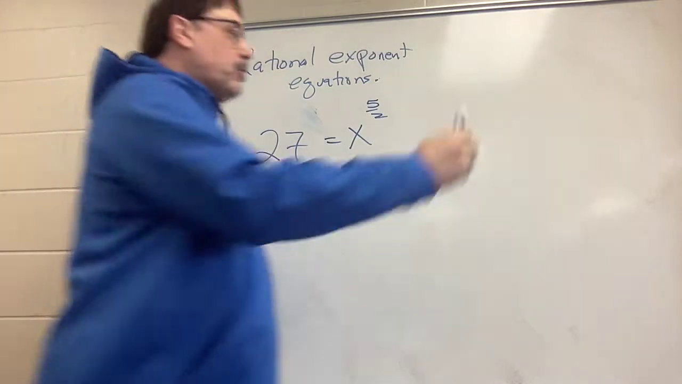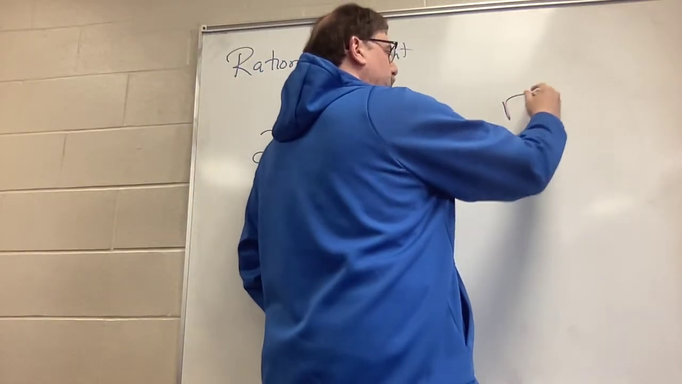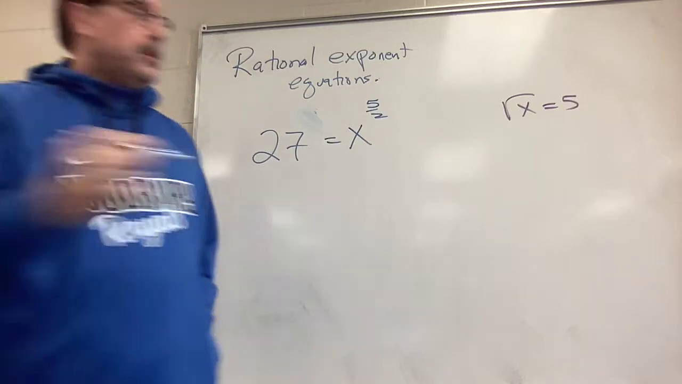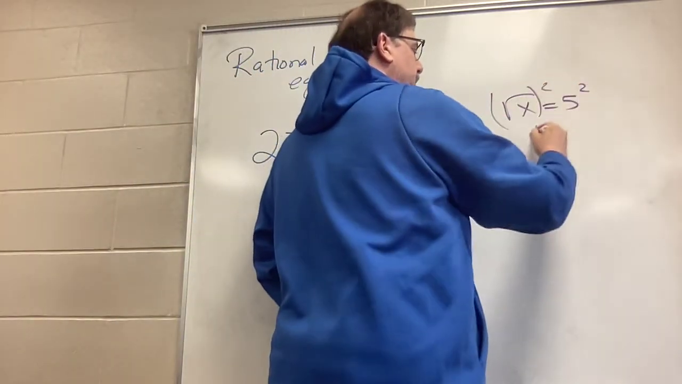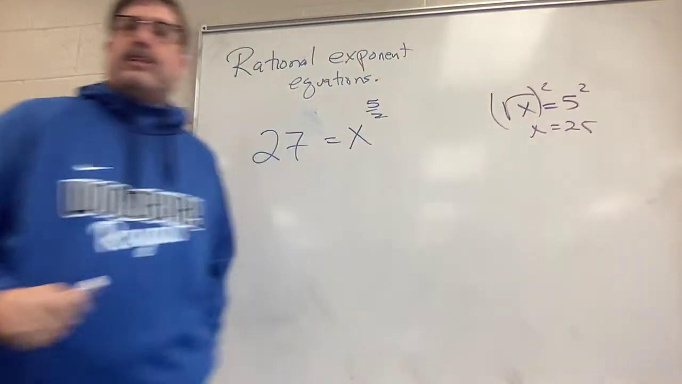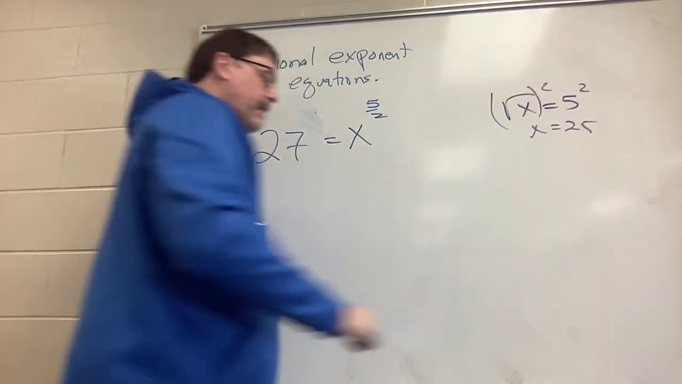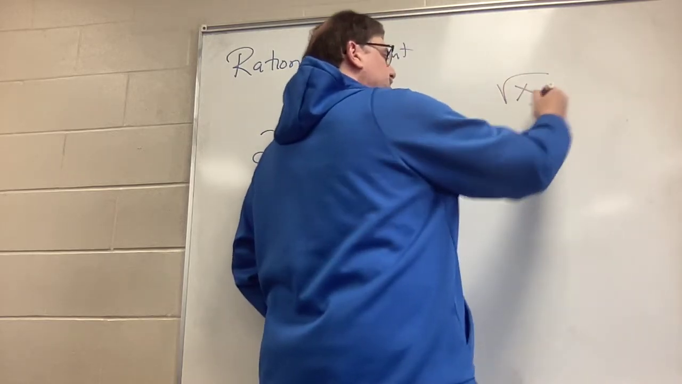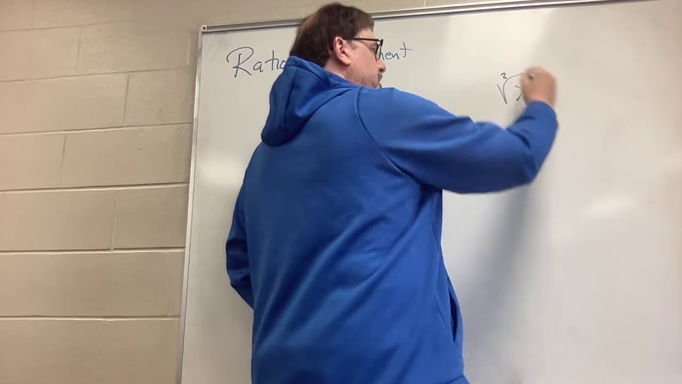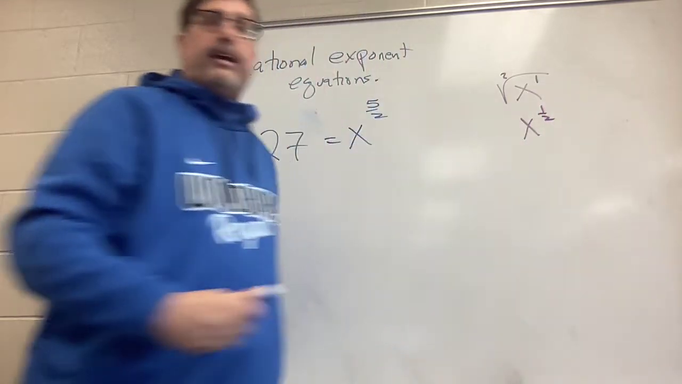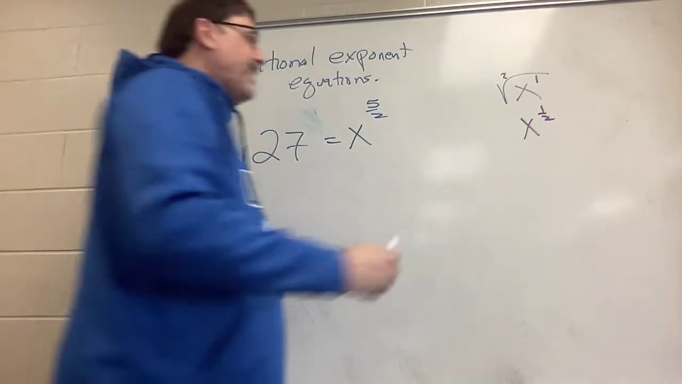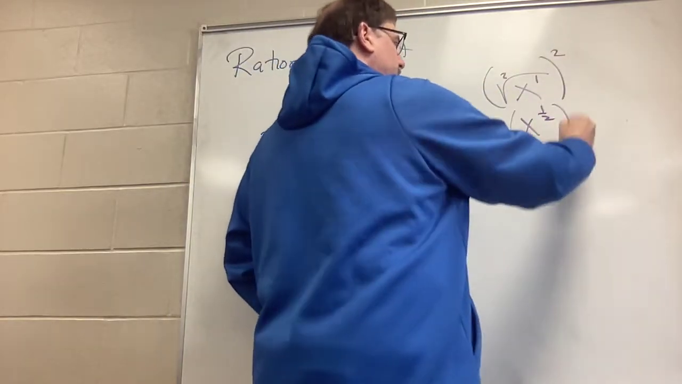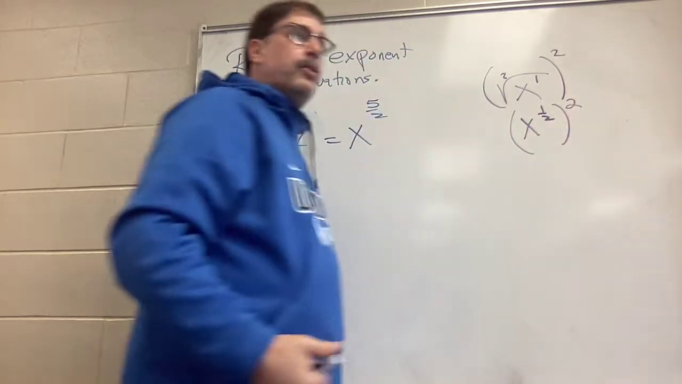When we were solving a square root, when we had the square root of x equals 5, what did we do to both sides? We squared it. Excellent. And I bet yesterday I reminded you that the square root of x is the same as x to the 1/2 power. And when I showed you why squaring gets rid of it, I think I showed you by taking 1/2 times 2.